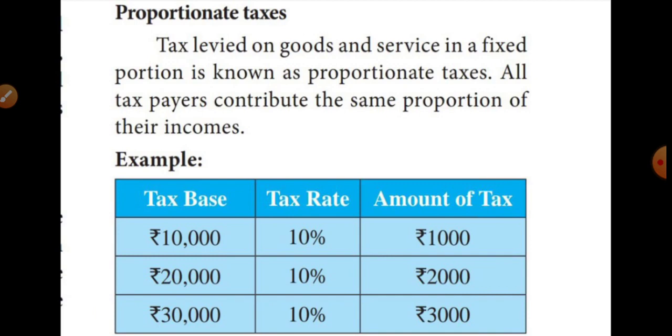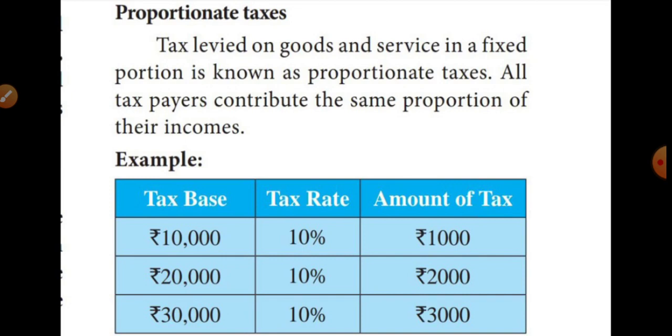For example, if the income is 10,000 the tax rate is 10 percent, so the amount is 1,000 rupees to pay. Likewise, if the income is rupees 20,000 the tax rate is the same, 10 percent only, and the amount is 2,000 rupees. Then if the income is rupees 30,000 the tax rate is also the same, 10 percent only. The amount of tax is 3,000.